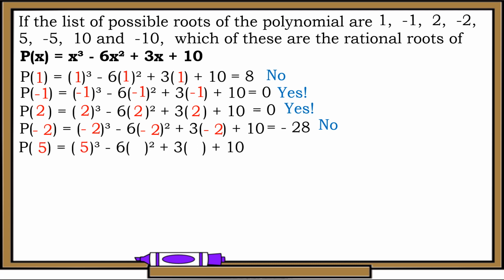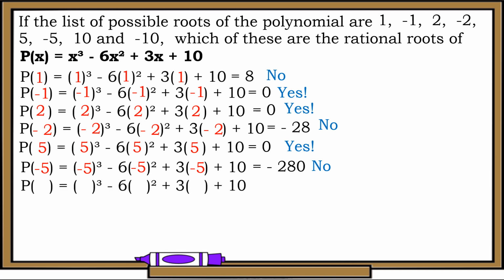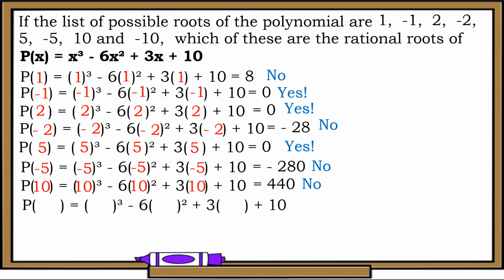Let us try 5. 5 cubed minus 6 times 5 squared plus 3 times 5 plus 10 equals 0. Ayan. So, yes, another root or another solution of the polynomial. Let us try negative 5. Negative 5 cubed minus 6 times negative 5 squared plus 3 times negative 5 plus 10, negative 280. So, the answer is no. Then, ano yung susunod na possible roots? 10. Okay. So, 10 cubed, that is 10 times 10 times 10 or 1,000 minus 6 times 10 squared plus 3 times 10 plus 10 equals 440. So, no pa rin kasi hindi siya nag-0.